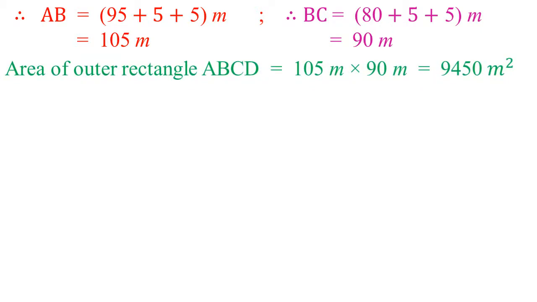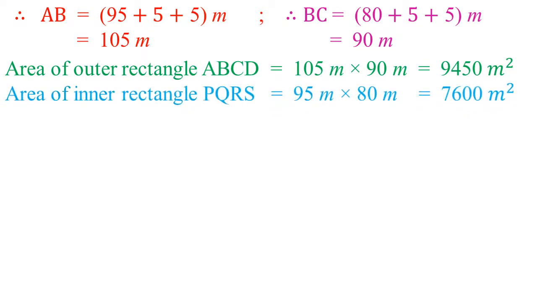Then find the area of the outer rectangle ABCD. Area of the rectangle formula: L into B square units. Now we substitute length 105 meter, breadth 90 meter. 105 into 90 meter, we get 9450 meter square. Then find the area of the inner rectangle PQRS. Length 95 meter multiplied by breadth 80 meter, 95 meter into 80 meter, we get 7600 meter square.